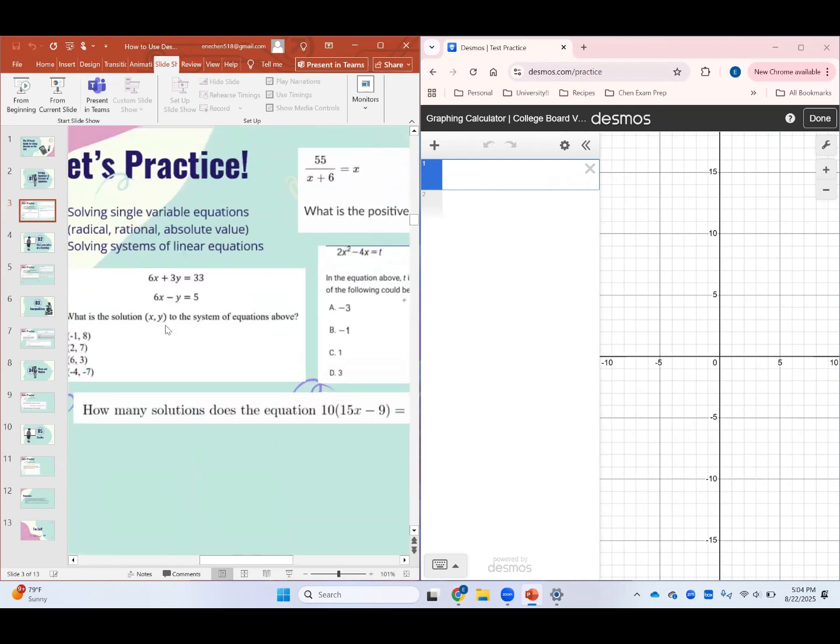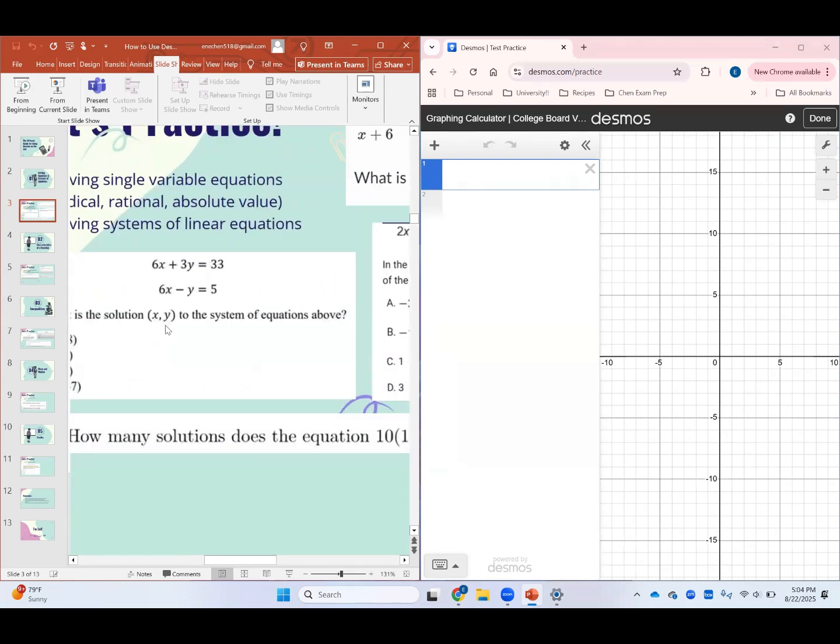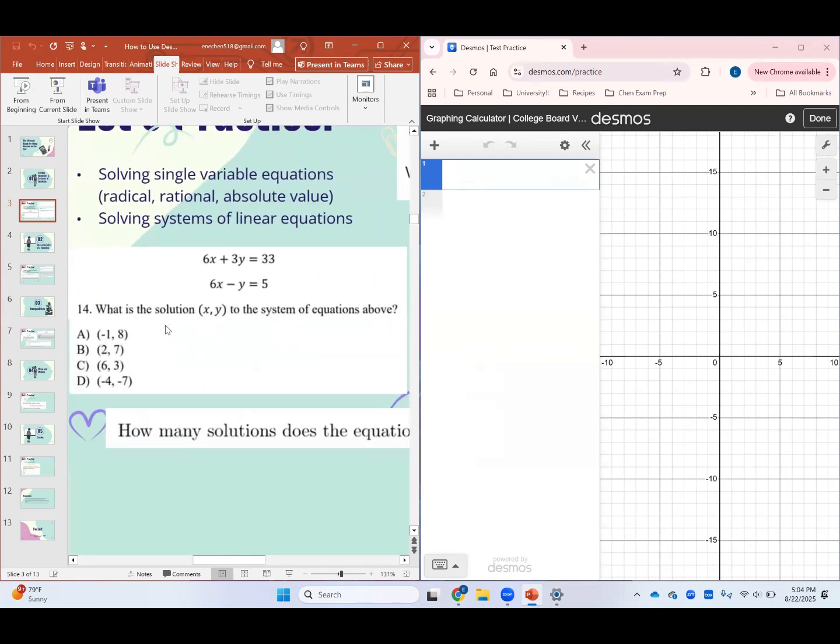So I'm going to zoom in on this question right here. You have 6x plus 3y equals 33 and 6x minus y equals 5. And the question is asking, what is the solution to the system of equations above? When they're asking about systems, this question is always asking you for the intersection of these two lines.